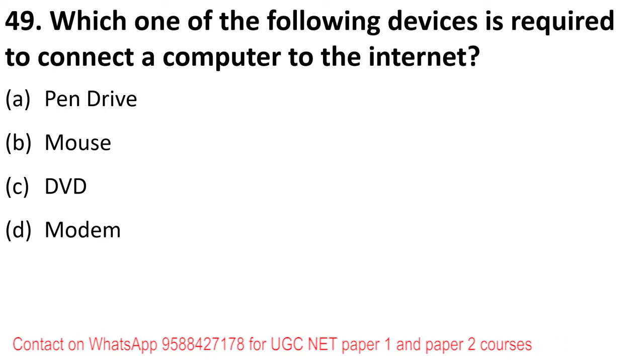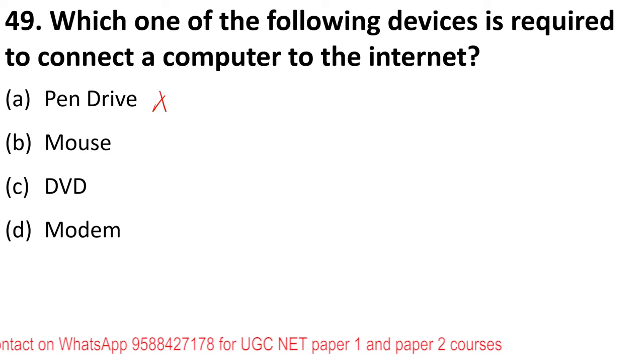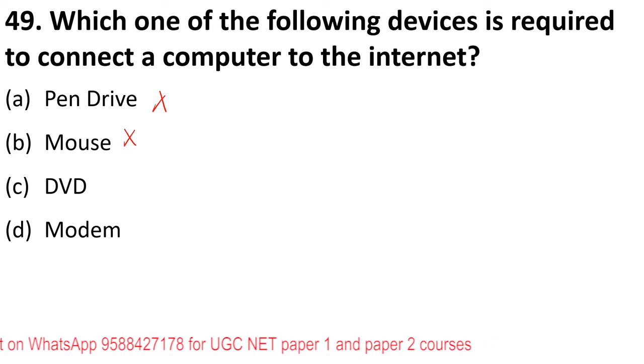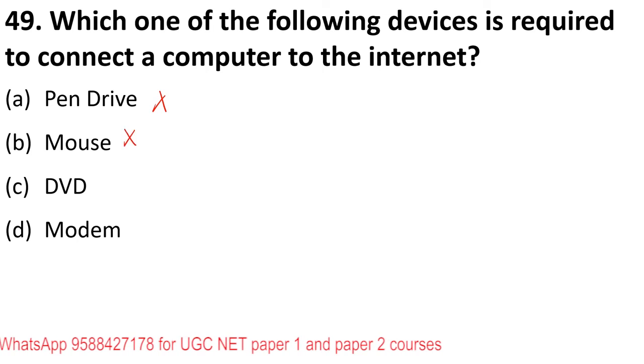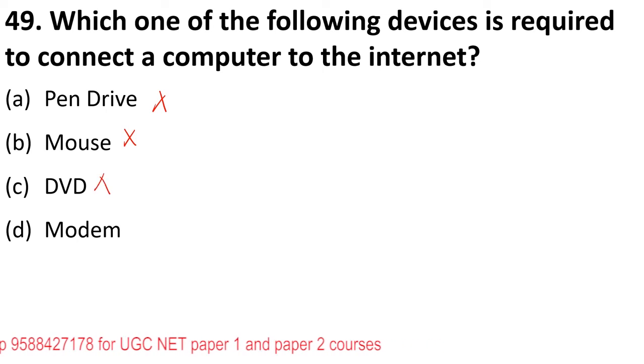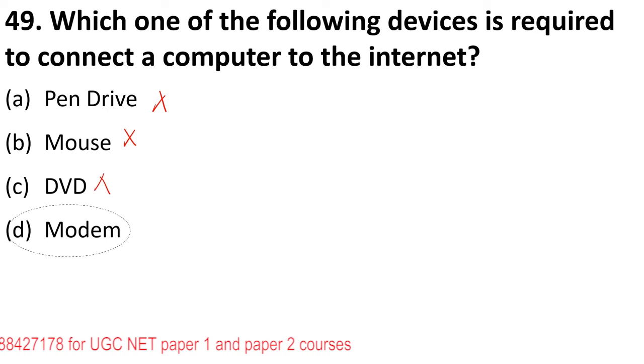Which of the following devices is required to connect a computer to the internet? So pen drive, do you think it connects you to the internet? No. Does a mouse connect to the internet? No, not at all. DVD, does it help you to connect to the internet? Definitely not. The right answer is option B, modem. It converts analog into digital and digital into analog signals.